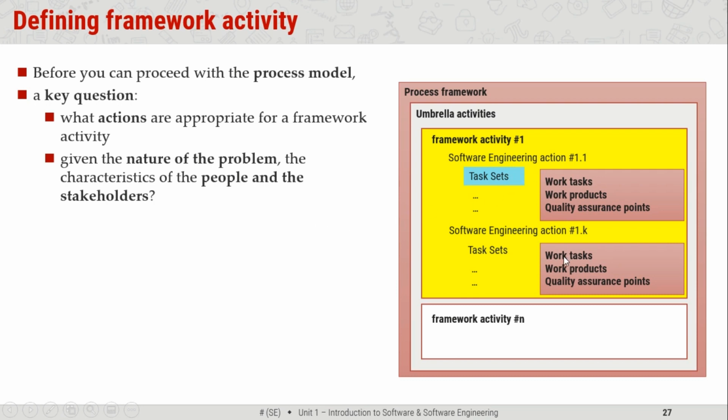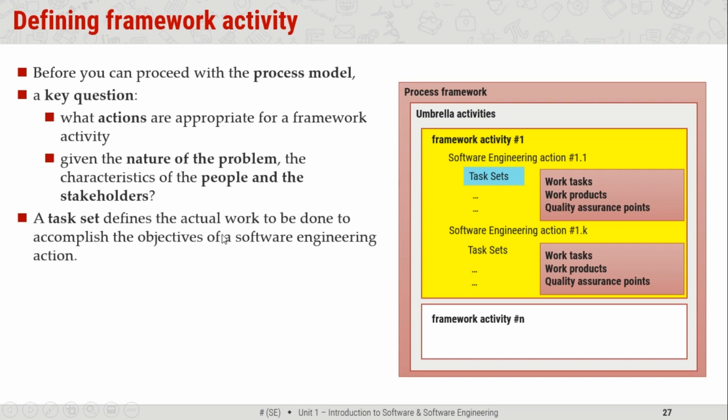So you identify the people and stakeholders for whom we are creating or delivering software. If they are very sure, we can go for the waterfall model. If they are not very sure what they expect, and their requirements change from time to time, we can go for another software process model. So based on the nature of the problem, the characteristics of the people and stakeholders, and the appropriate thing we want to create in our software, we can define this framework activity.